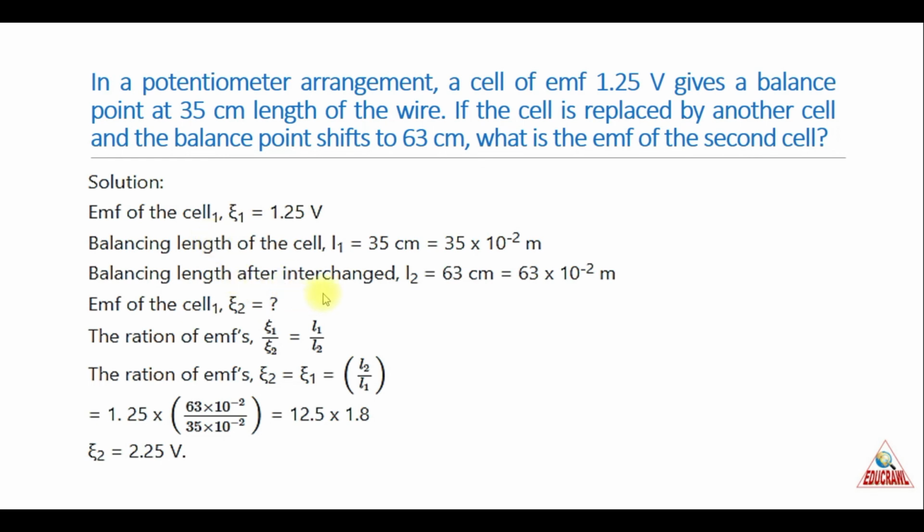So here we use our potentiometer balancing formula as E1/E2 = L1/L2. Here it is given as epsilon 1 divided by epsilon 2, where epsilon 1 and epsilon 2 are the EMFs of the two cells. So this is a very simple formula, and substituting the values of epsilon 1, L1 and L2 and simplifying, we get the answer as 1.25 x 1.8, which is equal to 2.25 volt. The value of EMF of the second cell is found to be 2.25 volt.